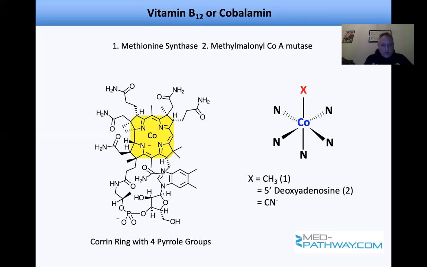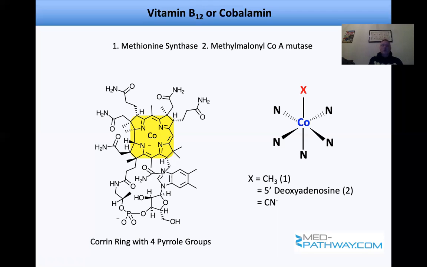So over here is the structure of B12 determined by Nobel laureate Dorothy Hodgkin in the 1950s. What you see is the corrin ring with 4 pyrrole groups. Notice pyrrole is a 5-membered ring with a nitrogen heterocycle. It's going to be linked to cobalt. Over here, we see cobalt has 6 ligands. We see above is X. X can be a methyl group if it's the cofactor for methionine synthase, or it can be a 5' deoxyadenosine if it's the cofactor in methylmalonyl-CoA mutase.